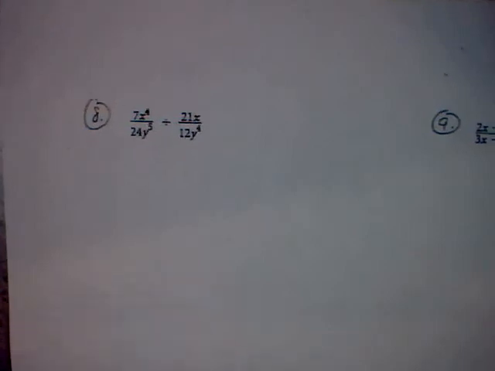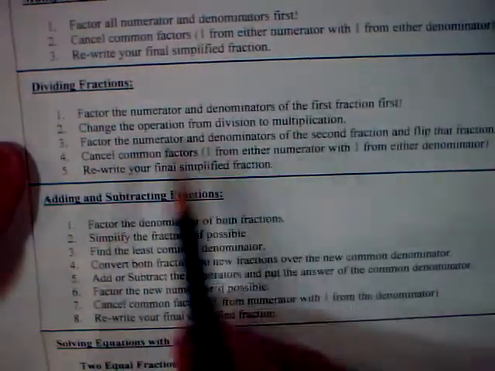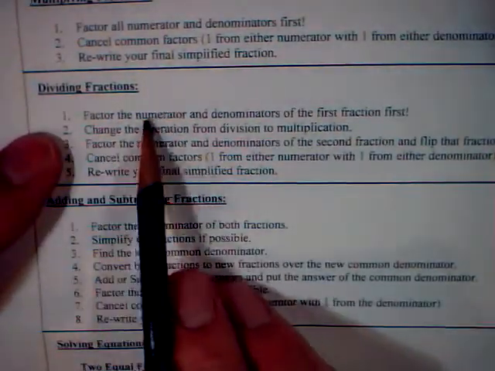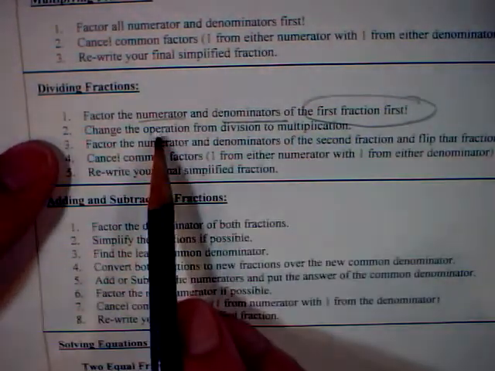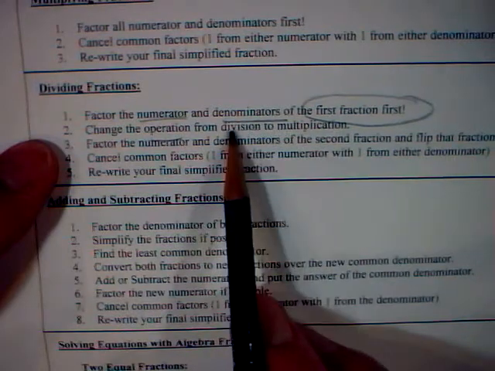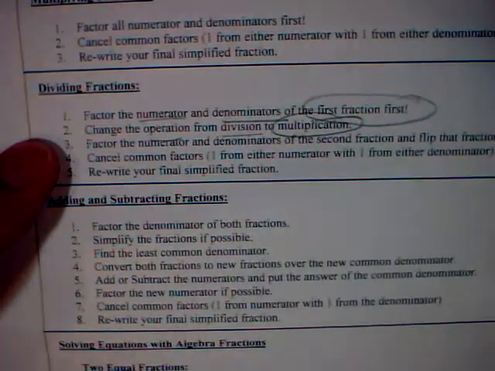All right, in this problem, we're going to look at dividing fractions. And in dividing fractions, we have a couple of steps here. First, you're going to want to factor both the numerator and denominator of the first fraction. Then you're going to change the operation from division to multiplication.